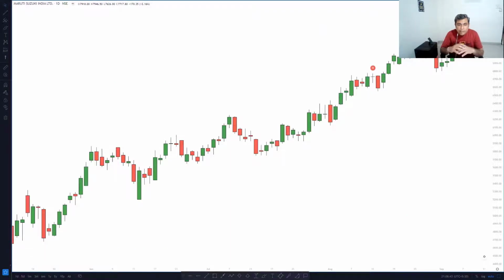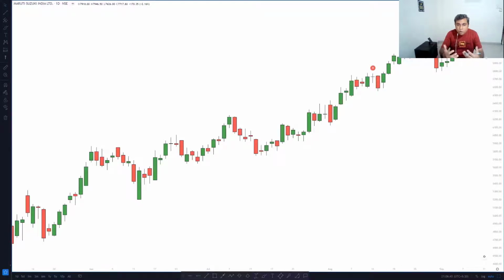Okay, so as you can see, this is a Maruti Suzuki chart. This is a real-time chart. And now what we're going to do is mark the pivot highs and pivot lows on this chart here. So I want you to take a few seconds, look at the chart properly, and try to identify where the pivot low is and where the pivot high is.